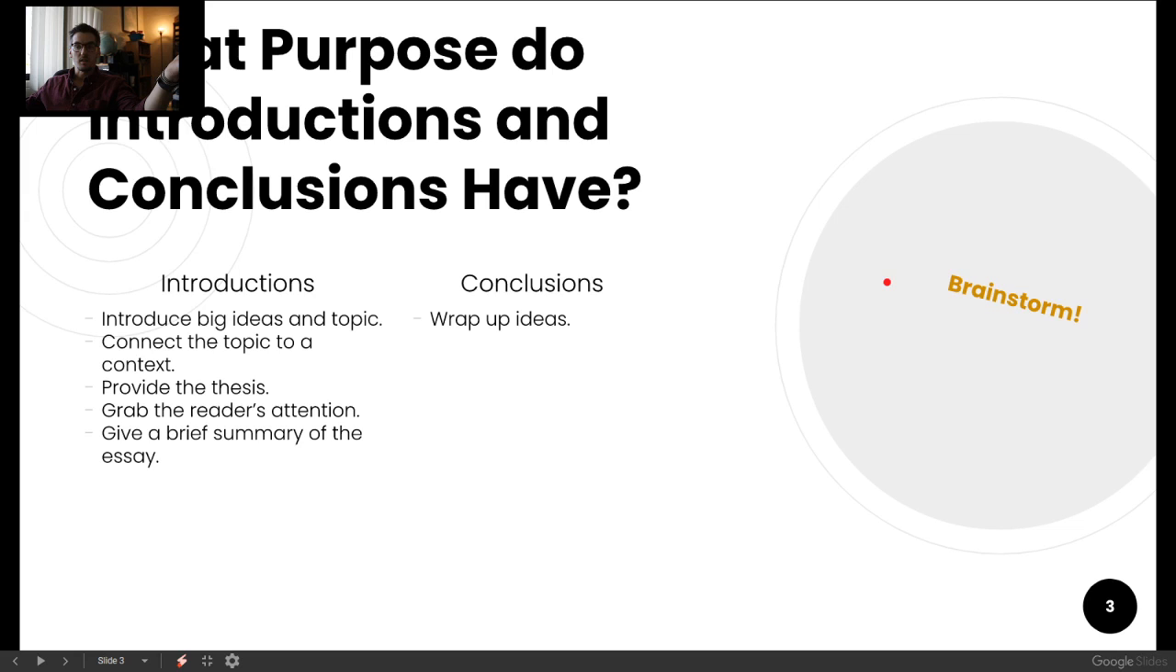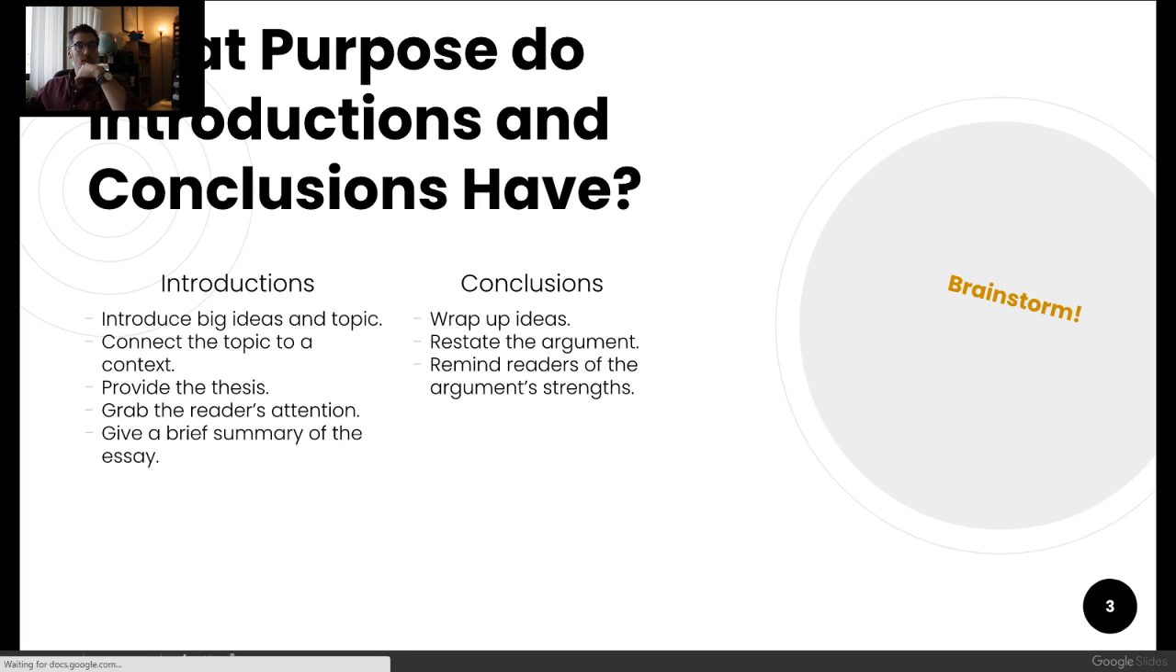Wrap up ideas. Conclusions definitely need to bring things to a close. So, wrapping it up. Restating the argument, although we're going to get to restating the argument in detail later. And what I mean by that exactly, because I think there are some specific ways to do it right and to do it in a not so high quality way.